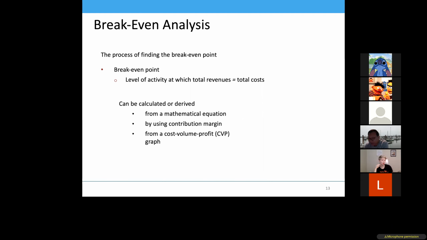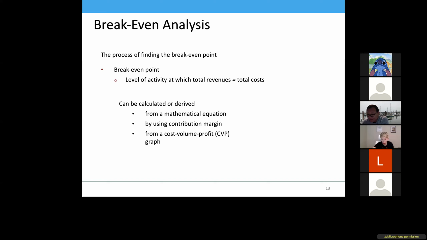How can you do that? There are three methods. Either you can use a mathematical equation, or you can use a contribution margin. These are calculations. And the last one is using a graph. You can draw this graph, and from the graph you can figure out the break-even point. The break-even point can be expressed either in units or in sales dollars. I have created a video for you. If you have watched that video, I explained the break-even point in units and the break-even point in dollars of sales.